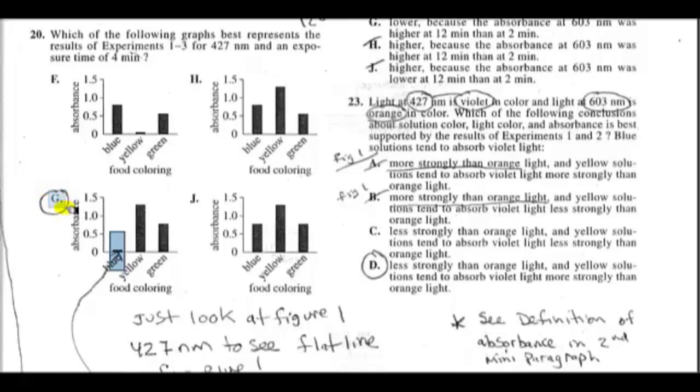See how easy we just made this problem? Remember, use the information from the passage and from previous questions to make the question as easy as possible. Everything you need to know is right there in front of you. 20 is G.